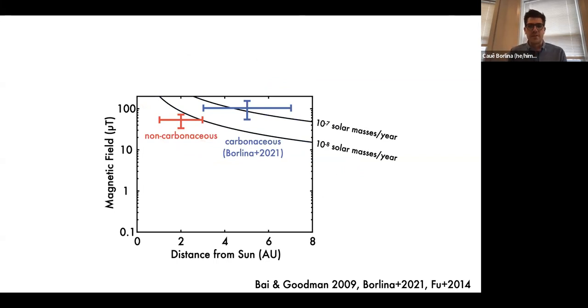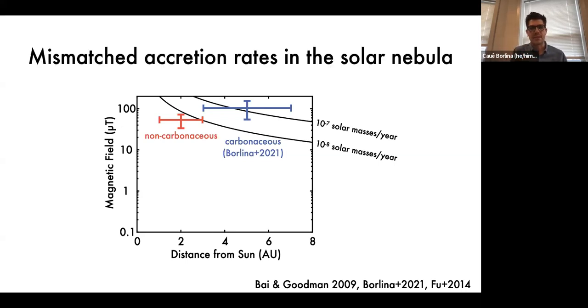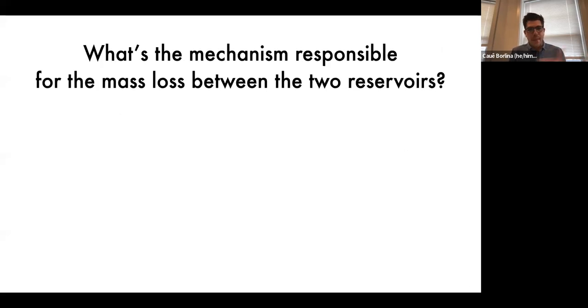But the other aspect that we observe here is that the data points are sitting at different accretion rates. Ultimately, what that means is that we have a mismatch in accretion rates in the solar nebula. To say it differently, the accretion rate, or the amount of material that's moving towards the sun, in the carbonaceous reservoir is different than that of the non-carbonaceous reservoir. And it begs the question, what is the mechanism responsible for this mismatch? What is making the carbonaceous reservoir have an accretion rate different than that of the non-carbonaceous? There are two main candidates I want to discuss here.